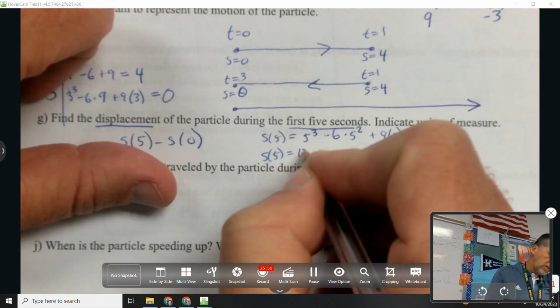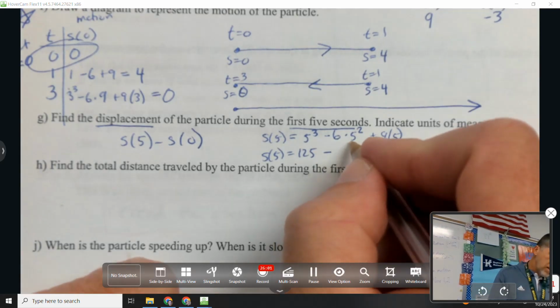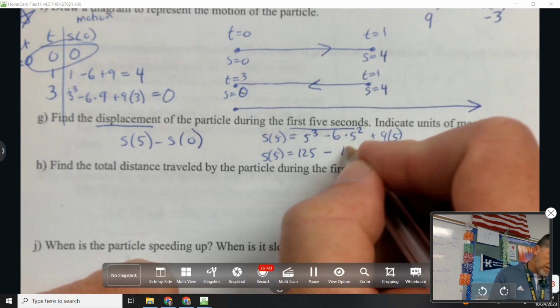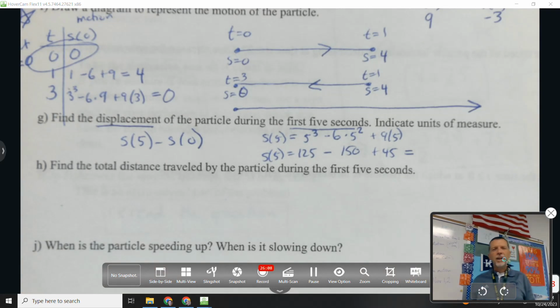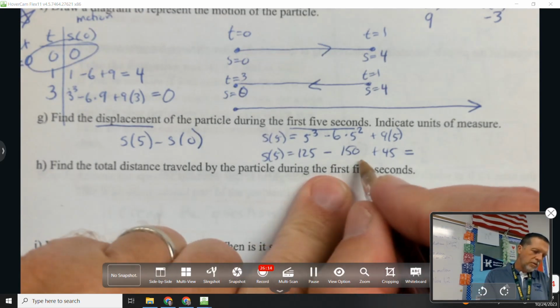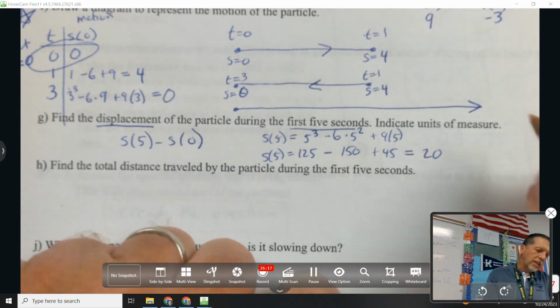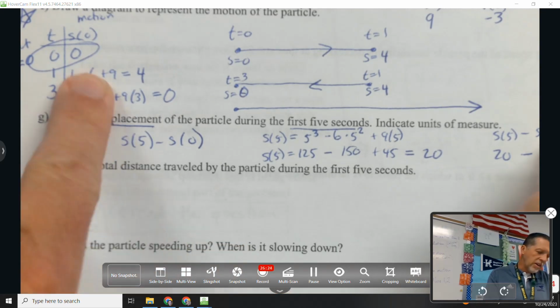Let's see, 125 minus, I guess I could just safe stop that and just leave all of that as S of 5 and then subtract S of 0. 5 squared is 25, times 6 is 150. Yeah, I should probably safe stop this at the risk of messing this up. Negative 25 plus 45 is 20. So 20 minus S of 0, which we already found was 0.